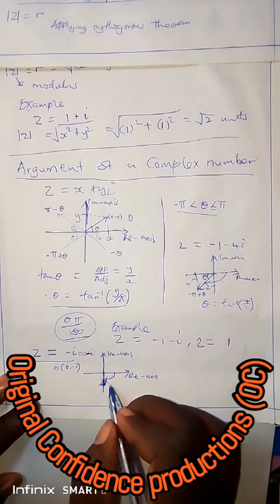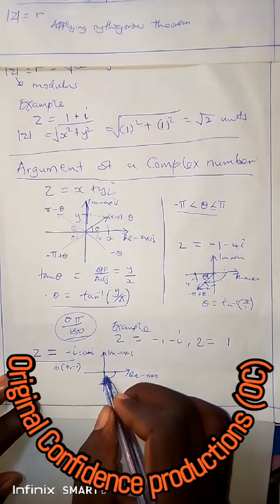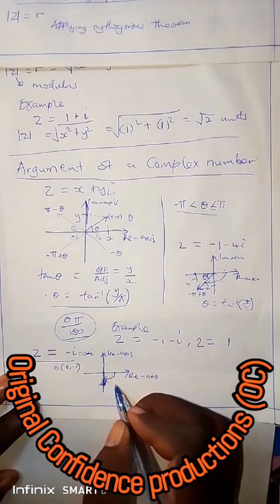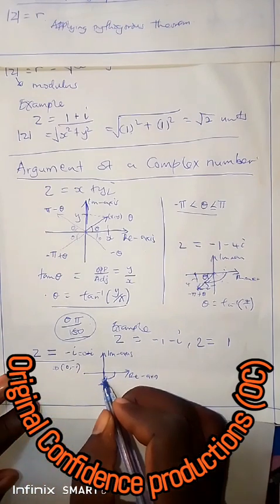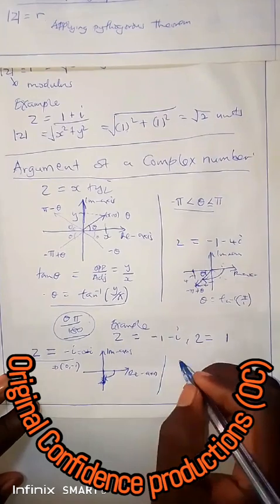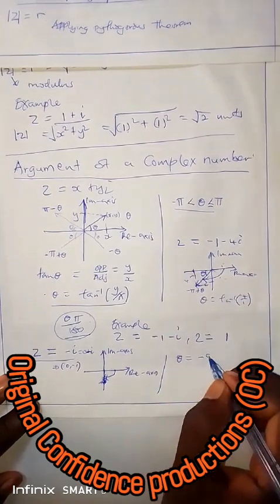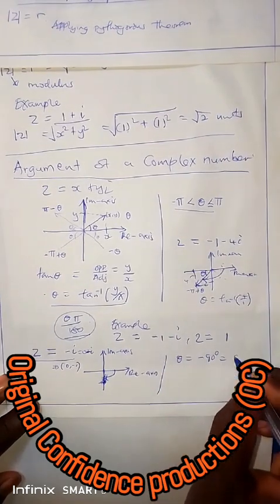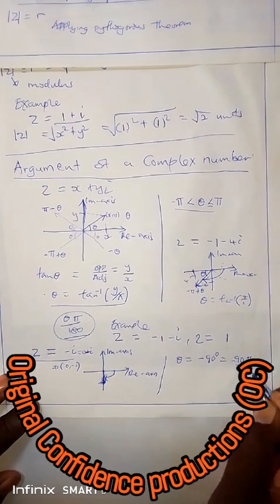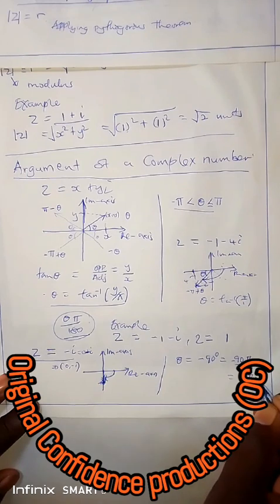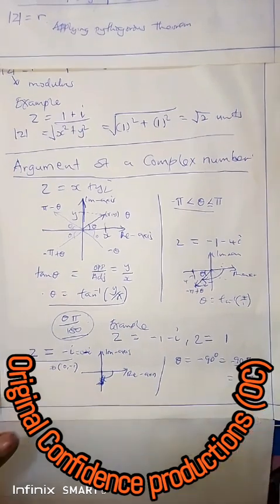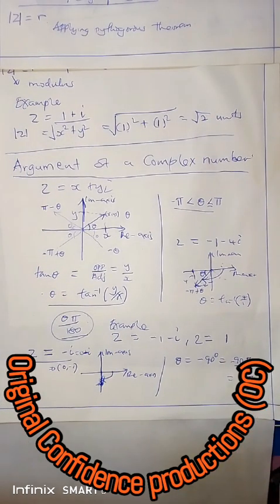However, we always say that this one is in the negative direction and clockwise direction. Therefore, this one will be negative. So we shall say that in this case theta equals negative 90 degrees. You transfer this one to negative 90 times pi over 180. And we shall have negative pi over 2. This one becomes our principal argument in radians.